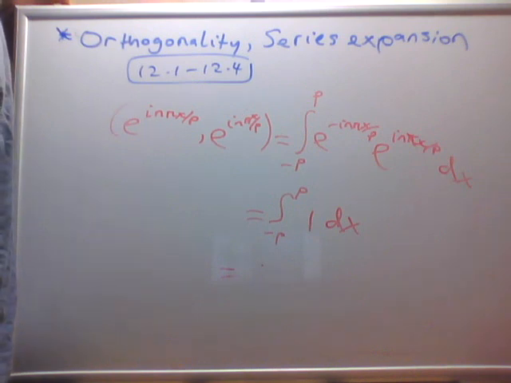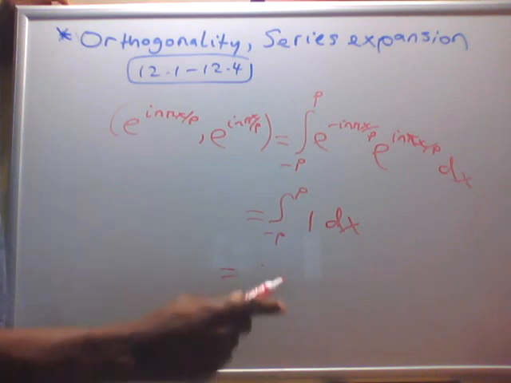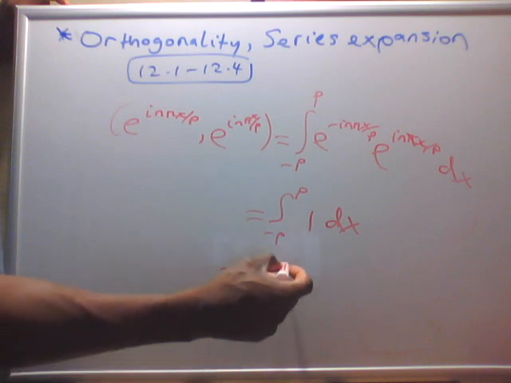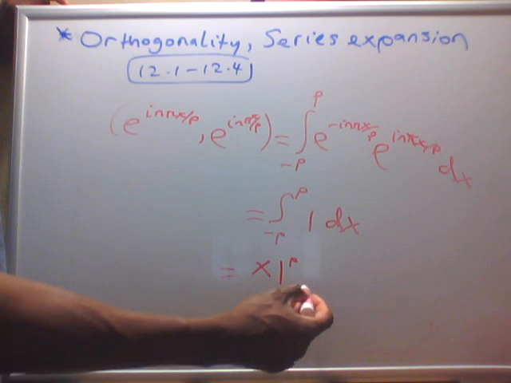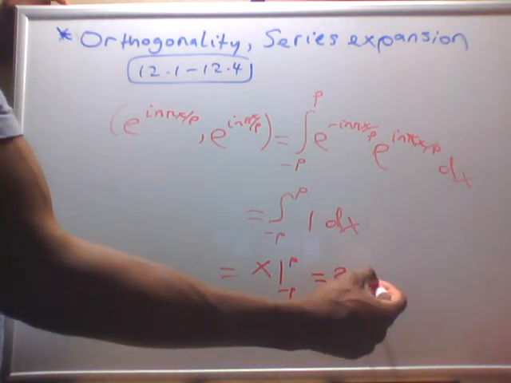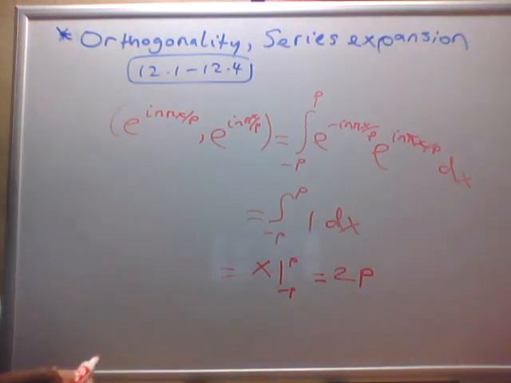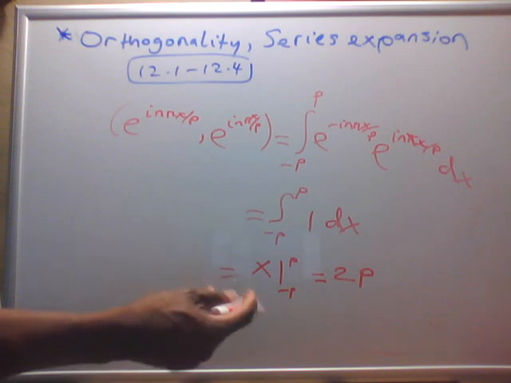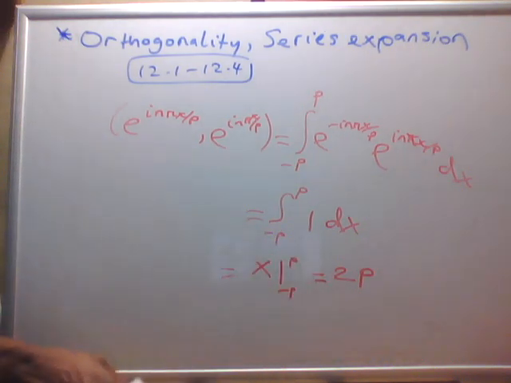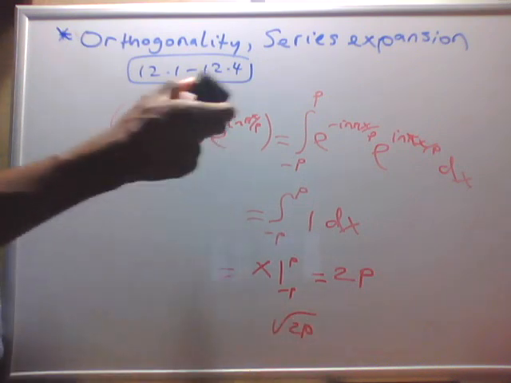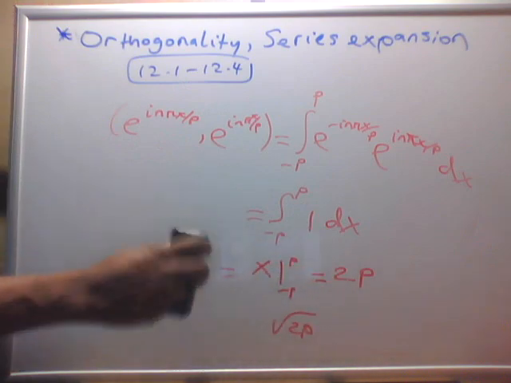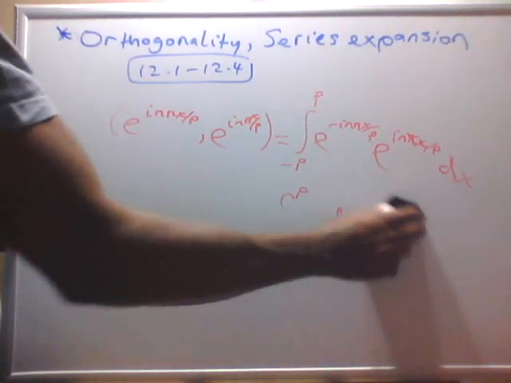Let's see what happens here. Am I getting 0? P to the negative p. Oh, sorry. Okay, so that's 2p right there. So my square norm is 2p. So my norm is square root of 2p. Okay, so you see how that works now, and this 2p was the factor that I had outside of my complex Fourier series expansion.